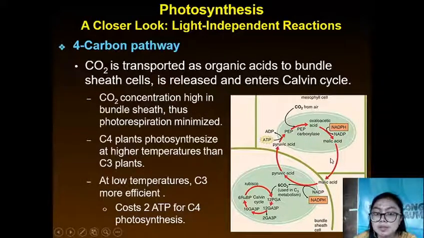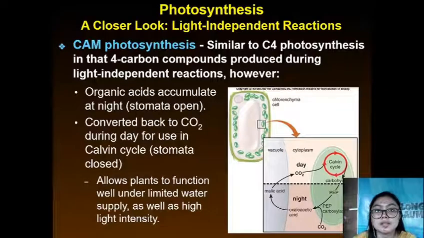C4 plants photosynthesize at higher temperatures than C3 plants. At low temperature, C3 is more efficient, because C4 photosynthesis requires 2 more ATP.